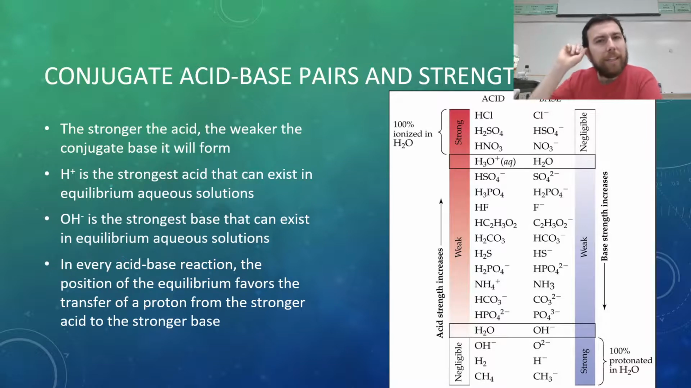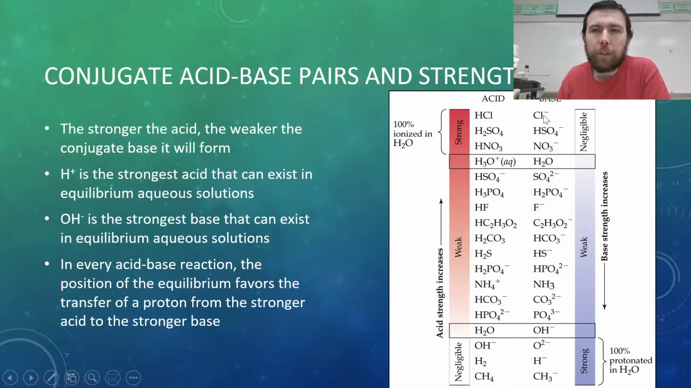Now, the last thing that we need to look at are the strengths of these conjugate acid-base pairs. Here's what we need to recognize. The stronger the acid is, or the stronger the base is, the weaker its conjugate will be. So what that means for us is that our strong acids and strong bases form very weak conjugates. So the conjugate base of something like chloride ion, as you can see over here in this chart, Cl- as a base is very weak.